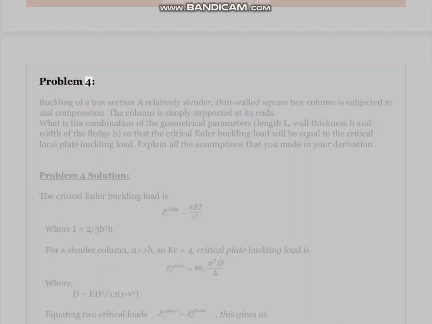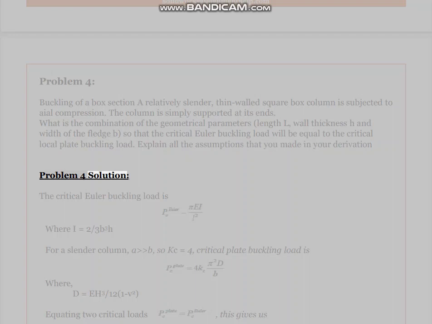Problem 4. Buckling of a box section. A relatively slender, thin-walled square box column is subjected to axial compression. The column is simply supported at its ends. What is the combination of the geometrical parameters, length L, wall thickness h and width of the flange b, so that the critical Euler buckling load will be equal to the critical local plate buckling load? Explain all the assumptions that you made in your derivation.